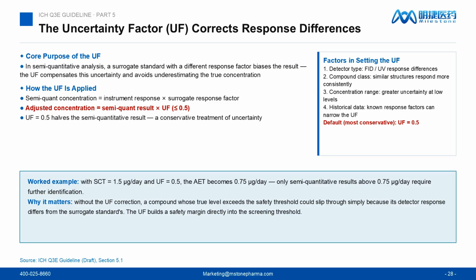Can you use a less brutal UF? Yes, if you have evidence. The slide lists the considerations: detector type, FID and UV respond differently across compound classes, structural similarity between your analytes and the standard, the concentration range, uncertainty grows at low levels, and historical response factor data from your lab. Document whichever UF you choose and why. A UF of 0.5 with no data is always safe. A UF of 0.8 with solid response factor data is also defensible. An arbitrary UF with no rationale is neither.